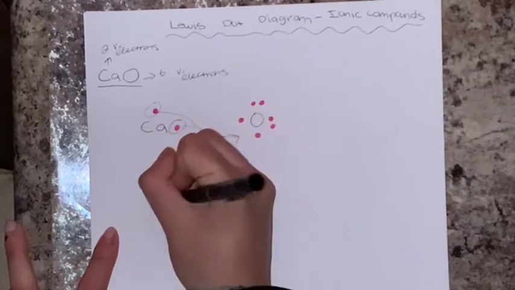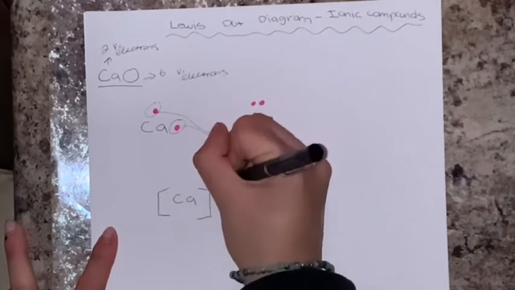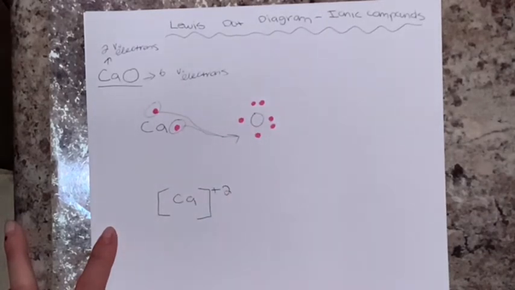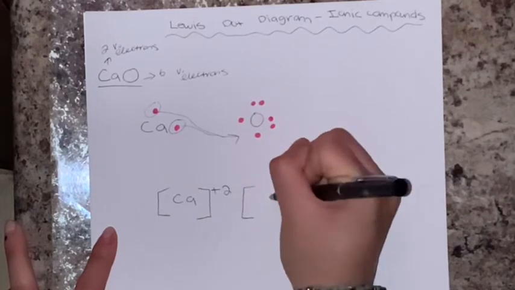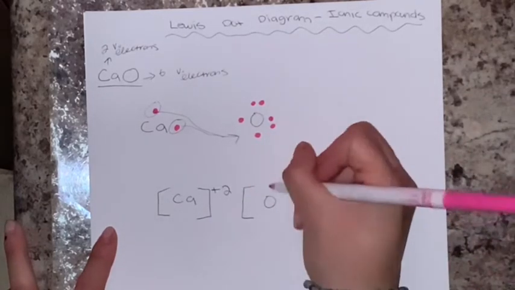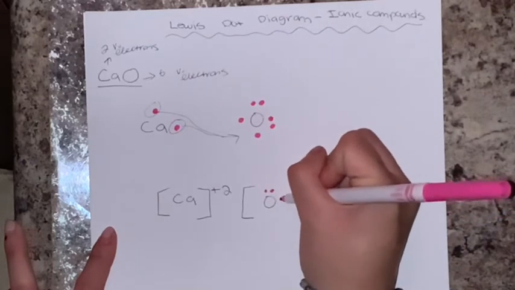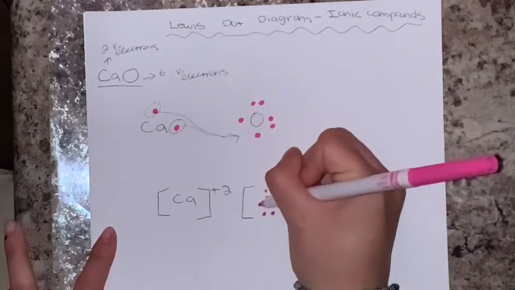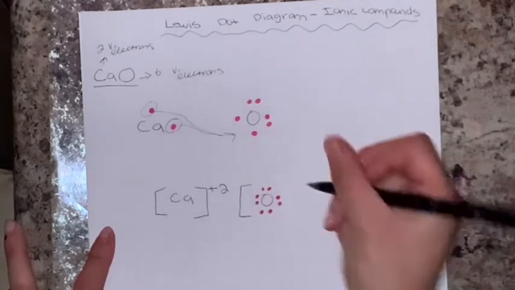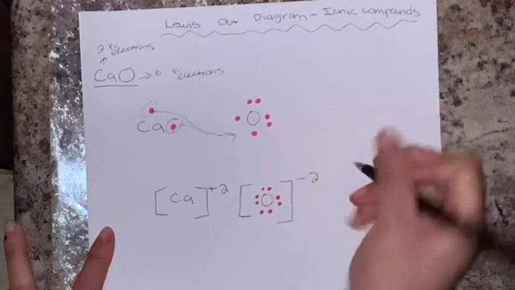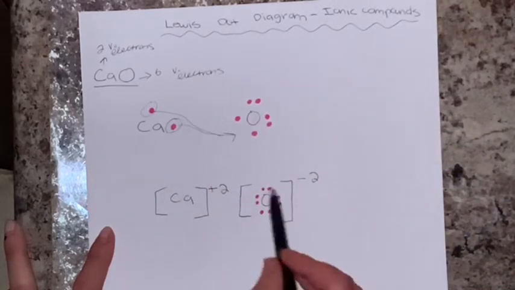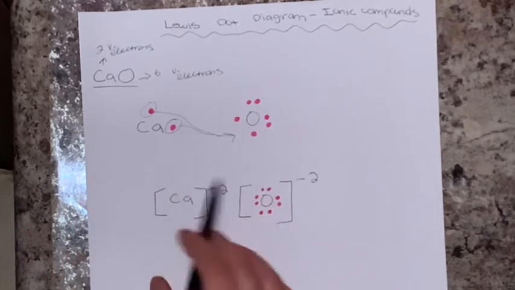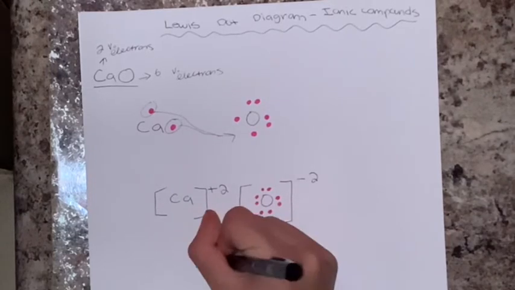So calcium is no longer going to have any electrons because it gave them to oxygen. So it lost 2 valence electrons, so it's going to have a positive 2 charge. And oxygen will gain these 2 valence electrons to complete the octet rule. And here we're going to draw a total of 8 valence electrons around the chemical symbol oxygen. And since it gained 2 valence electrons, it's going to have a negative charge of 2. And so this is an ionic compound, calcium oxide.